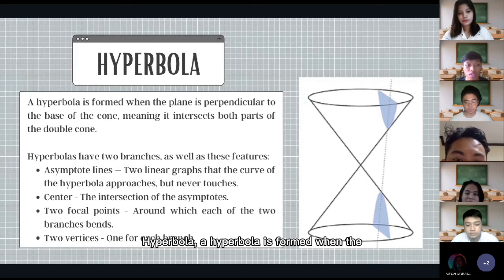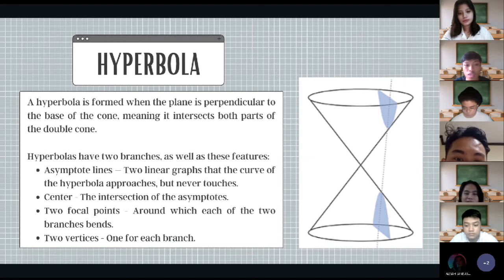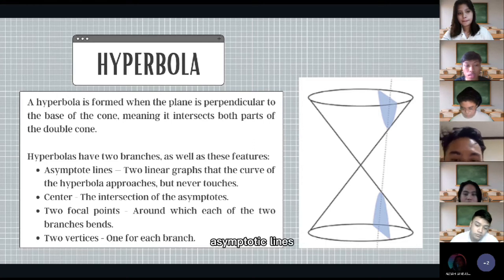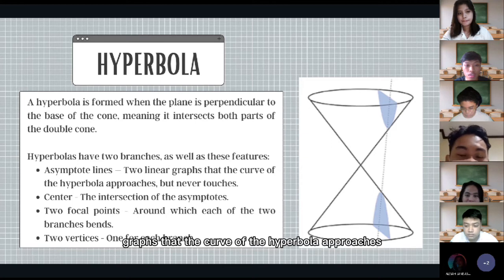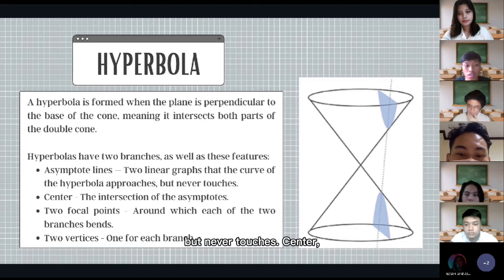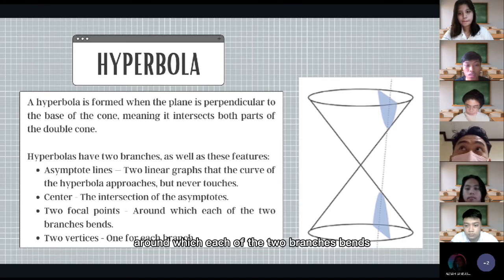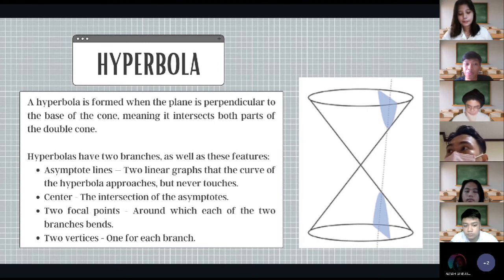Hyperbola. A hyperbola is formed when the plane is perpendicular to the base of the cone, meaning it intersects both parts of the double cone. Hyperbolas have two branches as well as these features: asymptote lines, which is the two linear graphs that the curve of the hyperbola approaches but never touches; center, the intersection of the asymptotes; two focal points around which each of the two branches bends; two vertices, one for each branch.